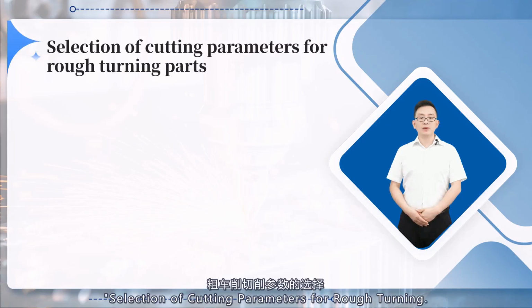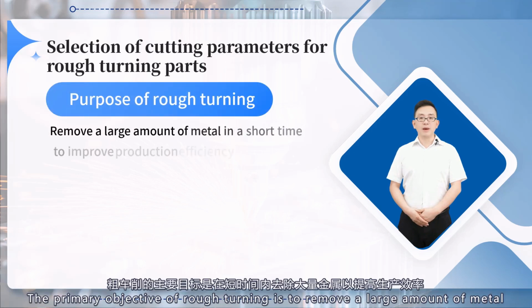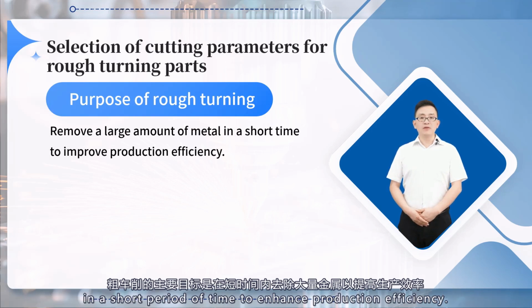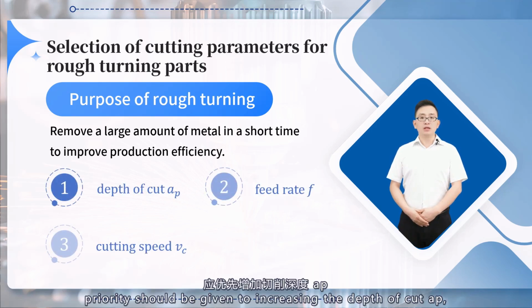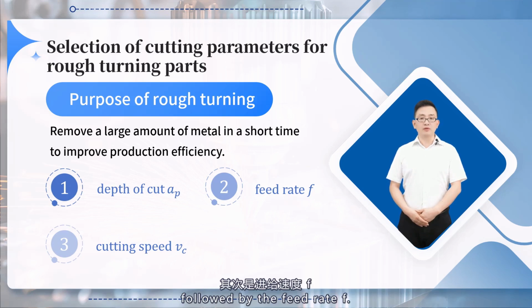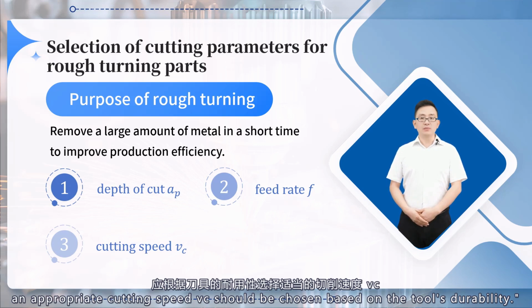Selection of cutting parameters for rough turning. The primary objective of rough turning is to remove a large amount of metal in a short period of time to enhance production efficiency. When selecting cutting parameters, priority should be given to increasing the depth of cut AP, followed by the feed rate F. Finally, an appropriate cutting speed Vc should be chosen based on the tool's durability.